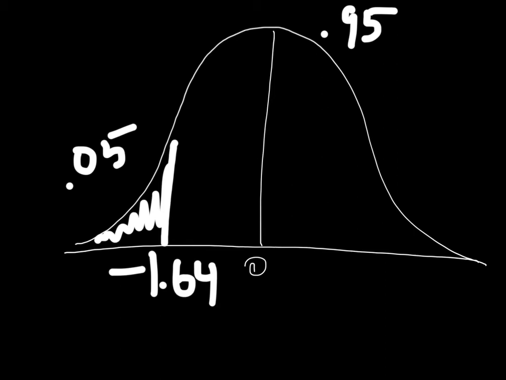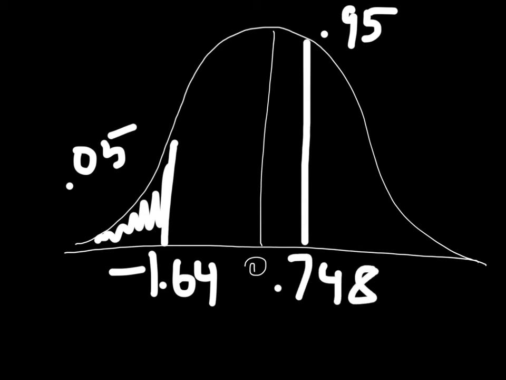Then since the test value is 0.748, we're going to put that to where approximately it would land on the curve. So just put it right here, 0.748. Then that's the standard normal curve graph.